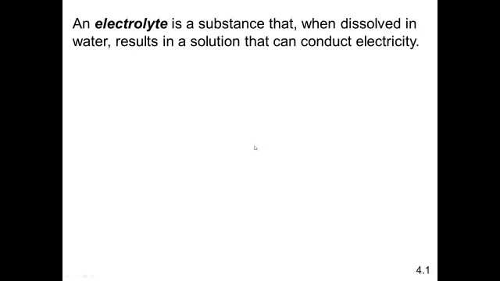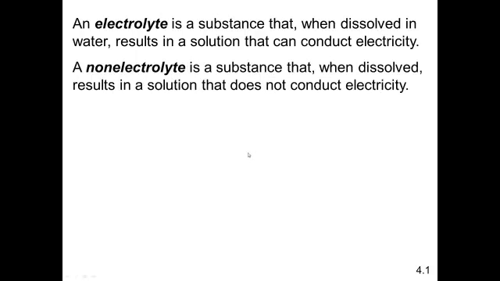Tonight we are looking at the idea of electrolytes as well as just acids and bases, what pH means, what concentrated means, what dilute means, and then strength of acids and bases. So the first thing is an electrolyte is a substance that when dissolved in water results in a solution that can conduct electricity. Conversely, a non-electrolyte is a substance that when dissolved in water results in a solution that does not conduct electricity.